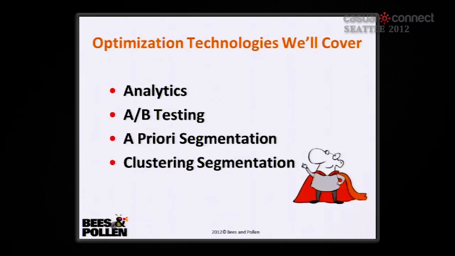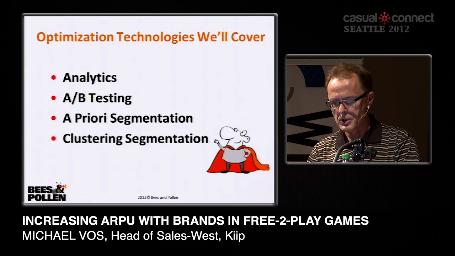And I actually go back with optimization quite a long time, many years, to my days at Carnegie Mellon, where we have actually been solving optimization problems that required thousands of linear and nonlinear and partial differential equations. But please breathe easier. We're not going to be doing any of that here today. So what we are going to focus on is analytics, A/B testing, a priori segmentation, and clustering segmentations. These are the 4 techniques that are commonly used, and we'll focus on each one of them.